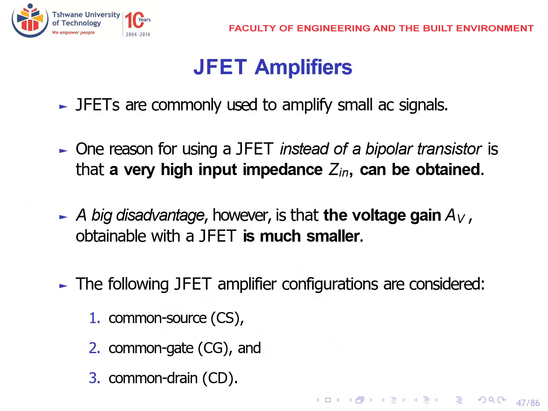JFET amplifiers. JFETs are commonly used to amplify small AC signals. One reason for using a JFET instead of a bipolar junction transistor is that a very high input impedance Zin can be obtained. A big disadvantage, however, is that the voltage gain AV obtained with the JFET is much smaller. The following JFET amplifier configurations are considered: common source, common gate, and common drain.